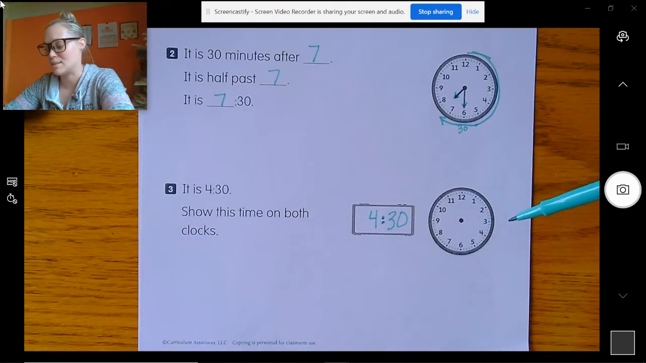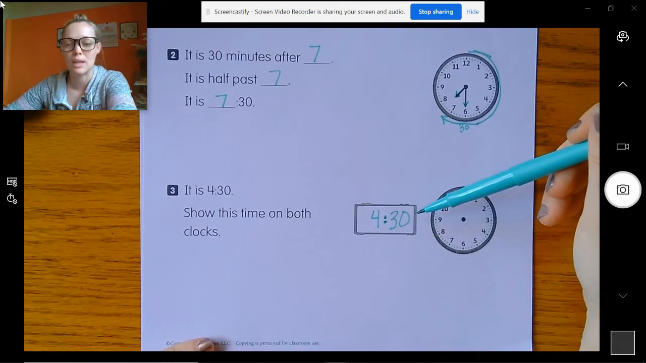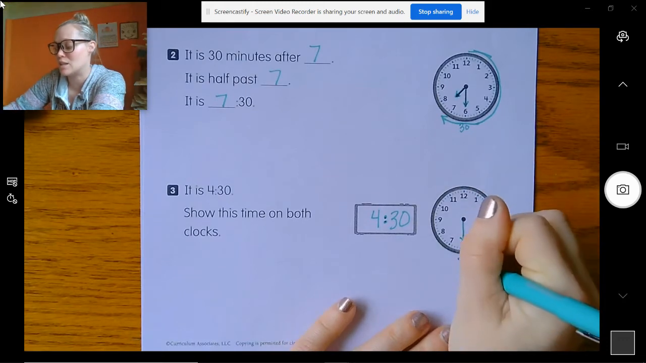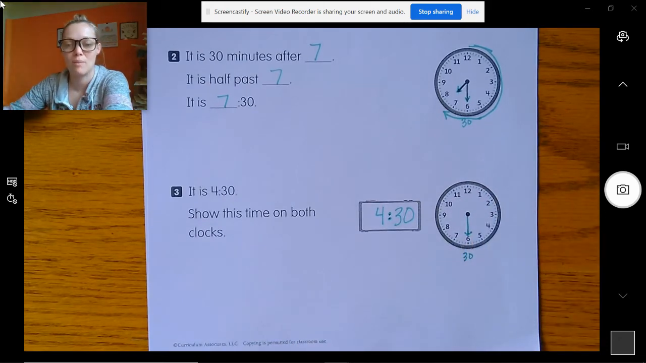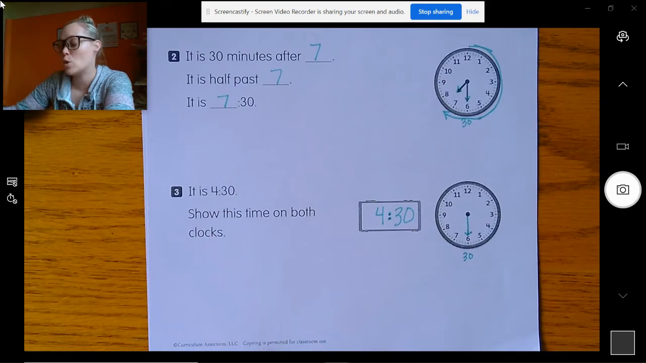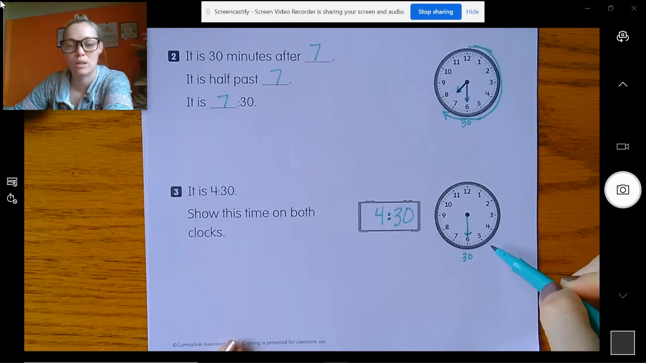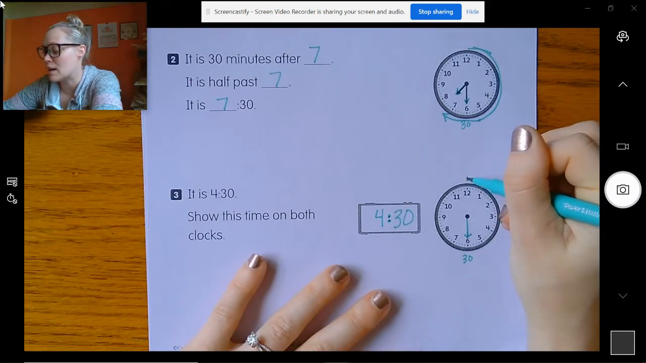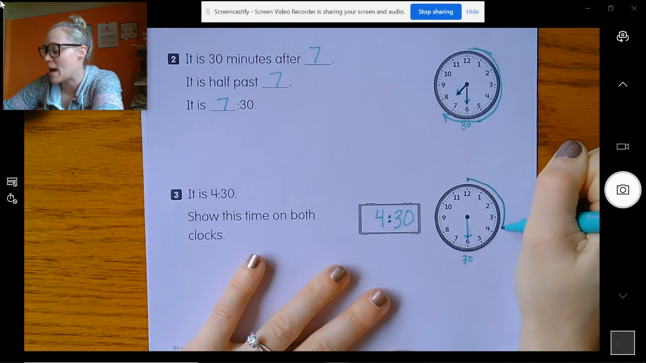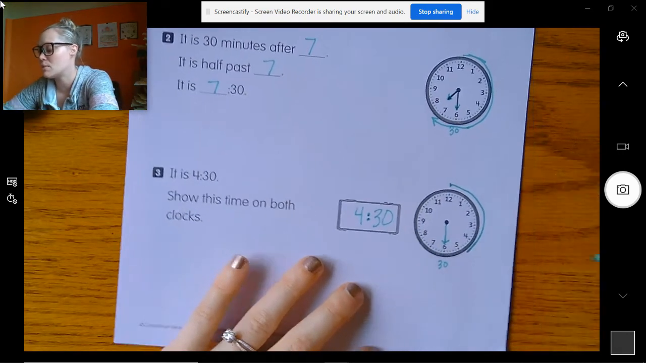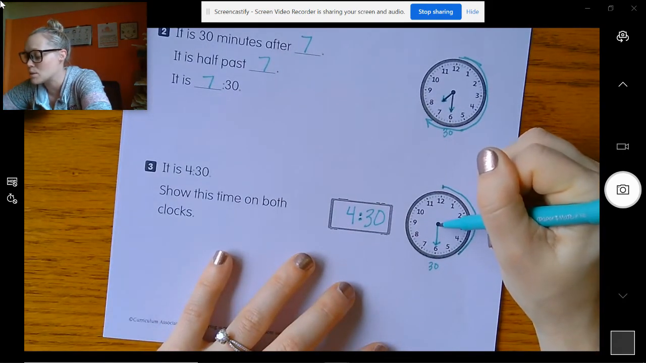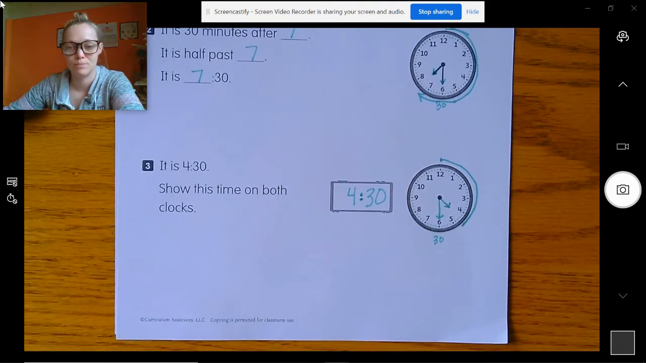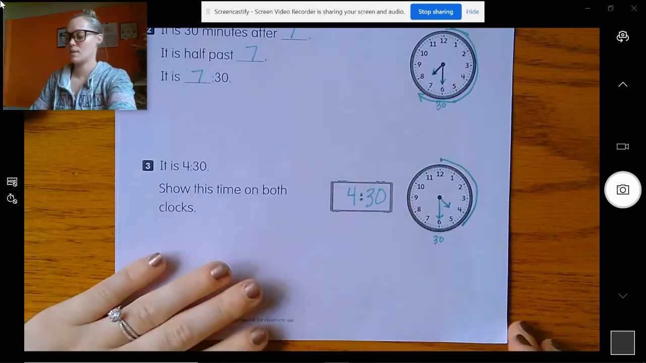How we draw this. Thinking about it's 4:30, you can start with your minute hand and draw it straight down to the 6 because that shows 30 minutes. Now when it's 4:30, we know that it's past the 4 o'clock, but it's not 5 yet. So if I start here and I follow around, I'm going to go past my 4, but not to my 5 yet. So my hour hand's going to point between my 4 and my 5. And draw that.